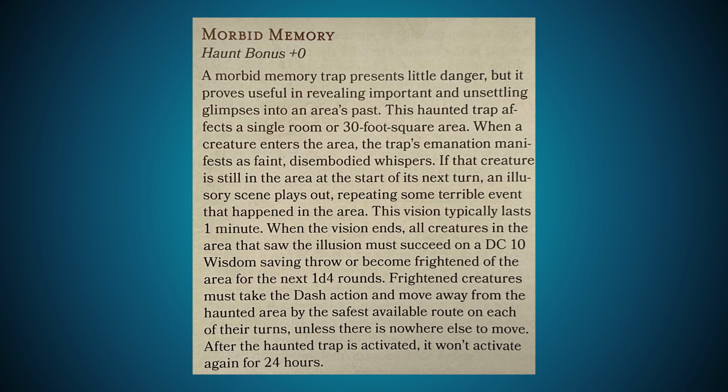When the vision ends, all creatures in the area that saw the illusion must succeed on a DC 10 Wisdom saving throw or become frightened of the area for the next 1d4 rounds. Frightened creatures must take the dash action and move away from the haunted area by the safest available route on each of their turns, unless there is nowhere else to move. After the haunted trap is activated, it won't activate again for 24 hours.